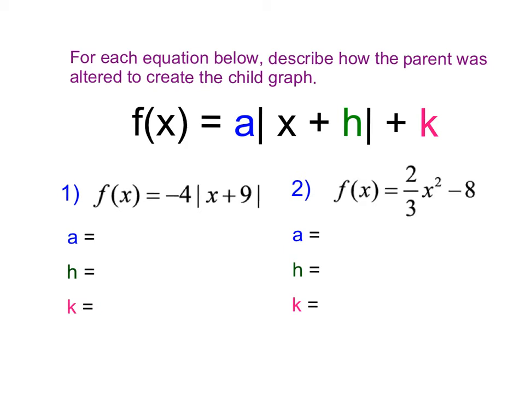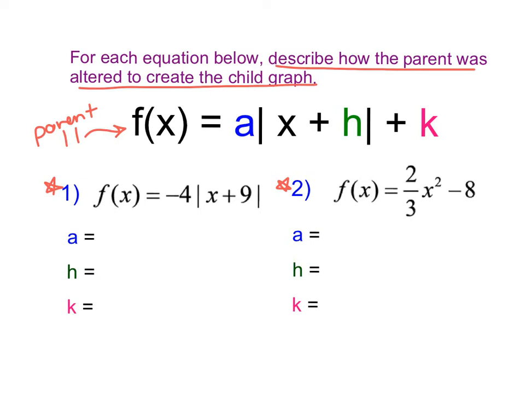So for each equation below, we have two examples, example 1 and example 2, and we're going to describe how the parent graph will be altered in order to create its child graph. Here I created the parent equation with its transformations for the absolute value function, but remember the a, h, and k work the same in every function that we see. So for each of these, we're going to determine what our a, h, and k values are, and then identify what is going to happen to our parent graph in order to create those particular functions.